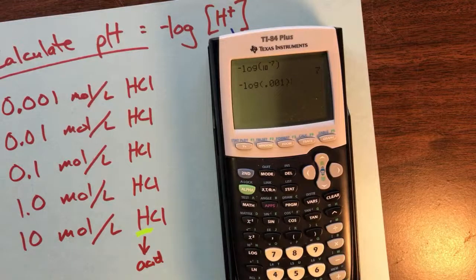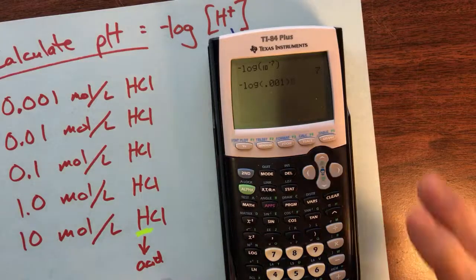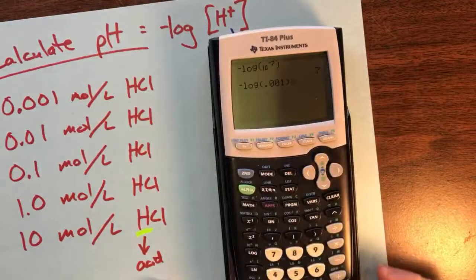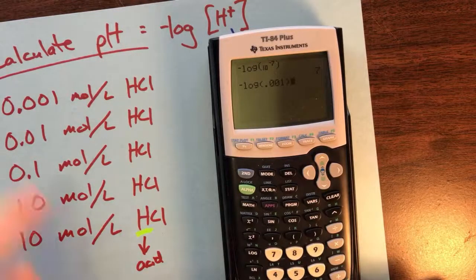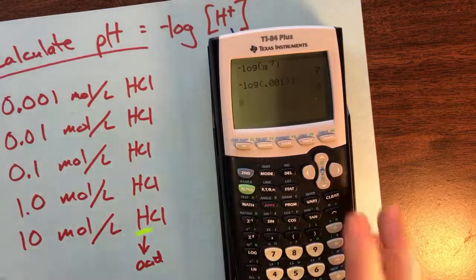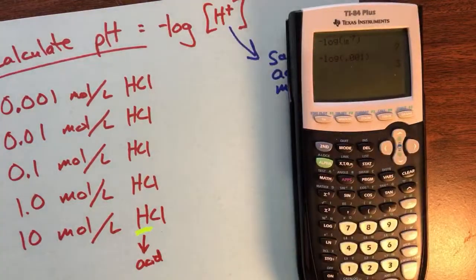Don't just watch the video. Actually get your calculator out. If you don't have your calculator, go grab it right now, okay? And try this, because if you can't put it in your calculator, you're going to need to figure out how to put it in somehow, okay? So negative log of this value, boom, that's the pH. The pH of this is 3.